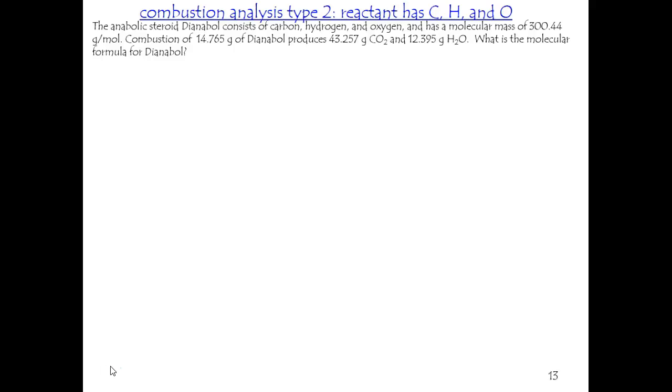The anabolic steroid dianabol, which is a substance that Arnold Schwarzenegger admitted to the long-term use of, consists of carbon, hydrogen, and oxygen. Its molecular mass is 300.44 grams per mole. If you take 14.765 grams of pure dianabol and burn it, you'll get about 43 grams of carbon dioxide and roughly 12.5 grams of water. From that we can figure out the molecular formula of dianabol.